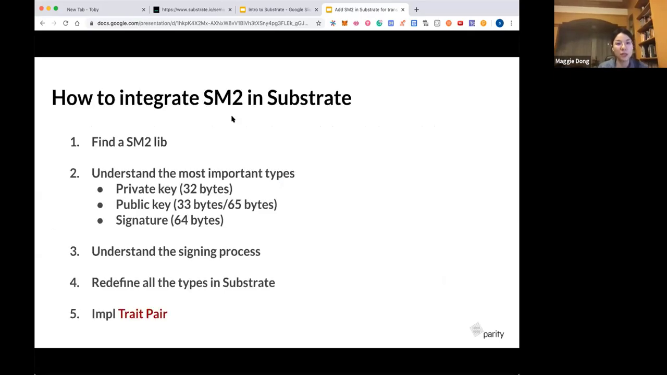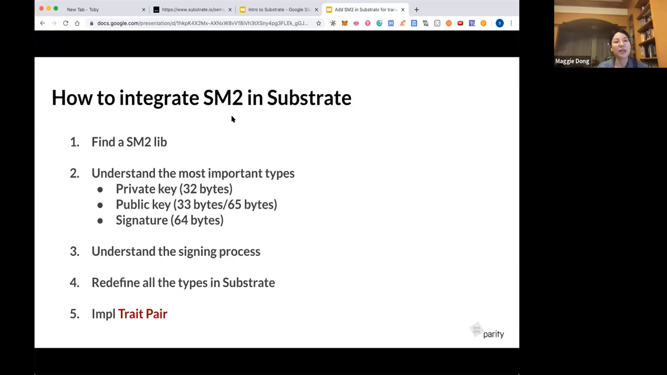Before the code review, I'm going to tell you how I integrated SM2 in Substrate. First, because I'm not a cryptographer, I found an SM2 library. Then I went through it and understood the most important types: the private key size is 32 bytes, the compressed public key is 33 bytes, the full public key is 65 bytes, and the length of the signature is 64 bytes.